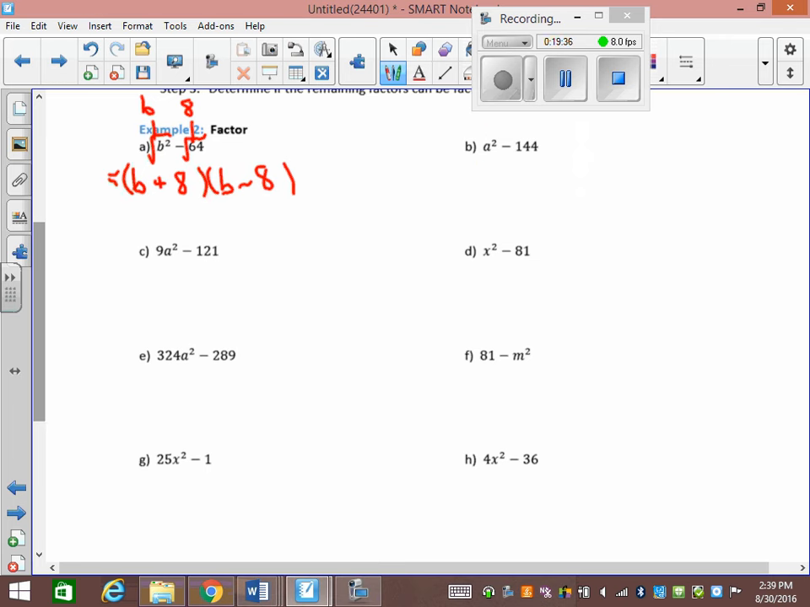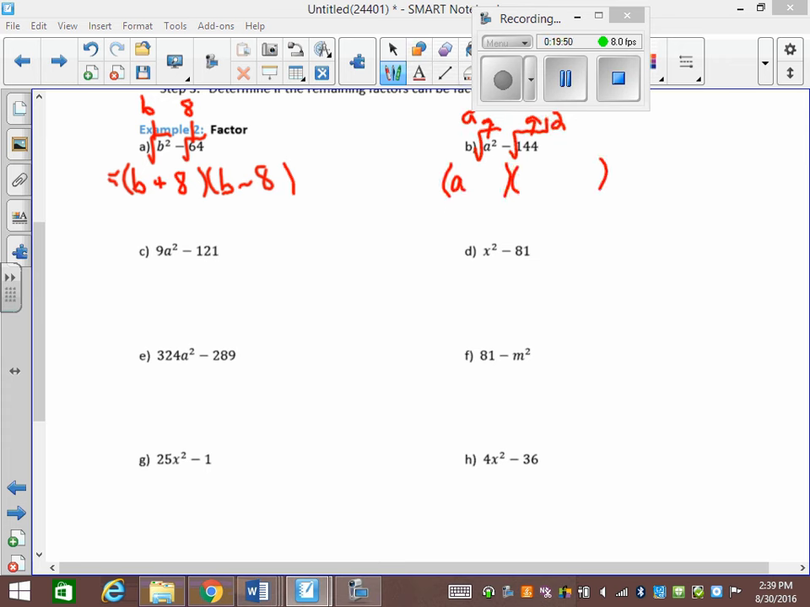A squared minus 144. The square root of a squared is a. The square root of 144 is 12. So (a plus 12)(a minus 12). Remember, you can't just use the square root button. The square root button is second, the x squared button on your calculator. You go second, x squared button, 144.